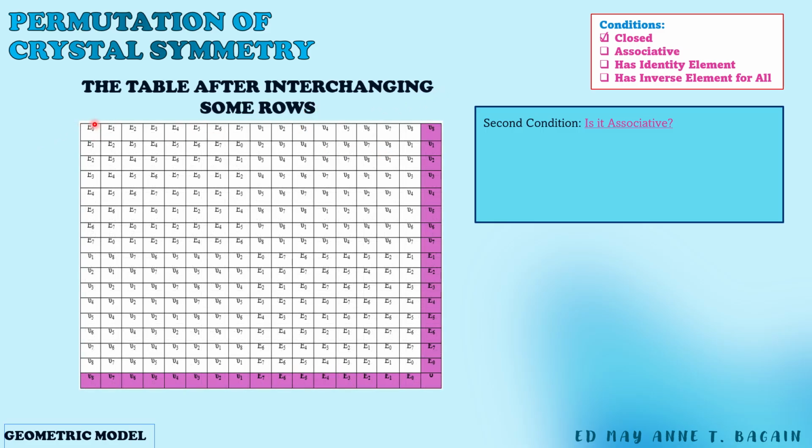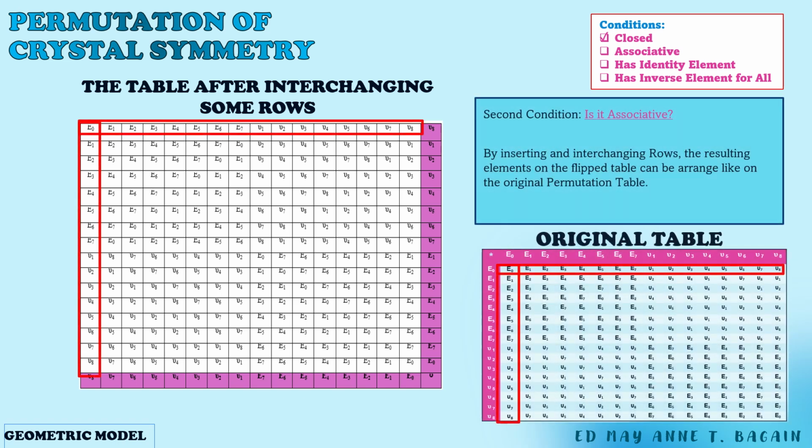As we can see, epsilon sub 0 to 7, epsilon sub 1 to 8, and we know that we got the original table. So we have the same answer to here and to here. So by inserting and interchanging rows, the resulting elements in the flipped table can be arranged like on the original permutation table. So this means that it is associative. So yep, that is check.